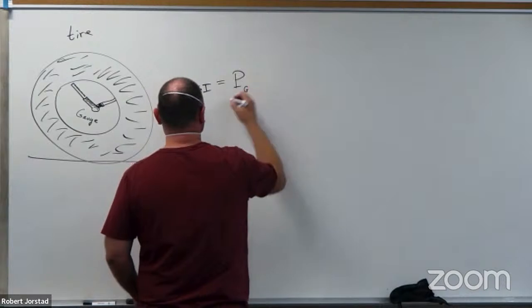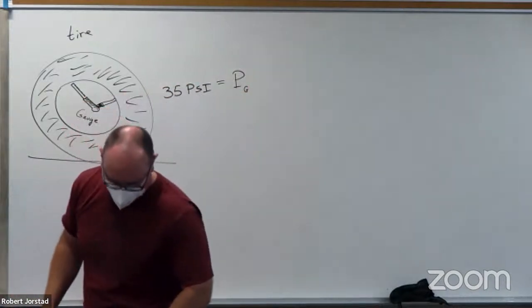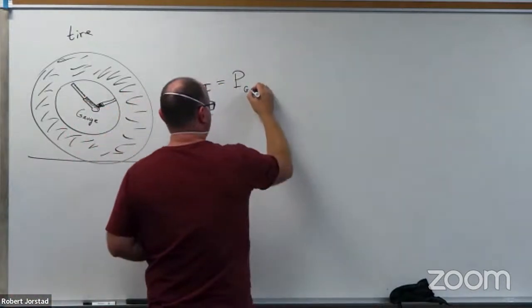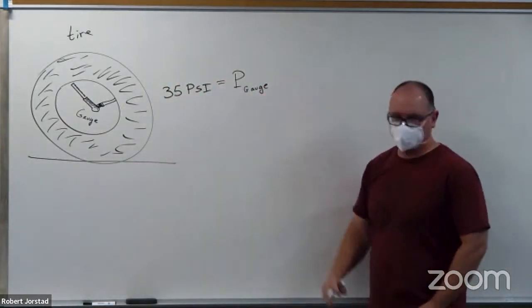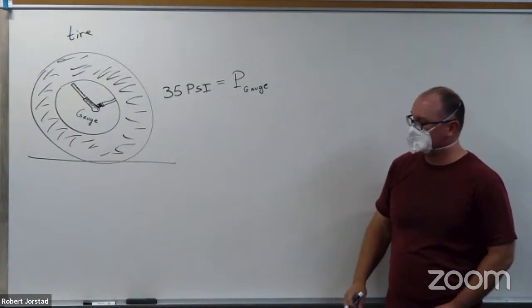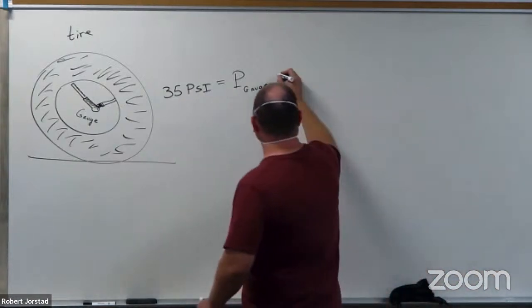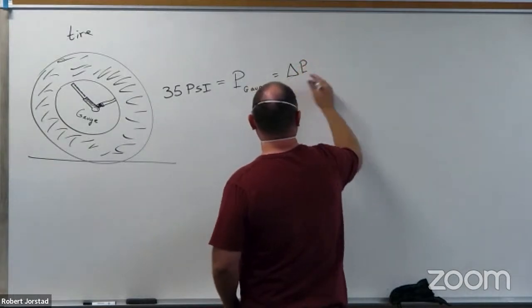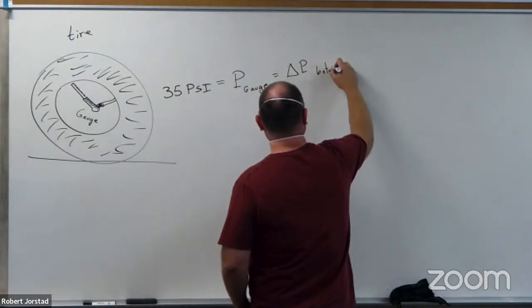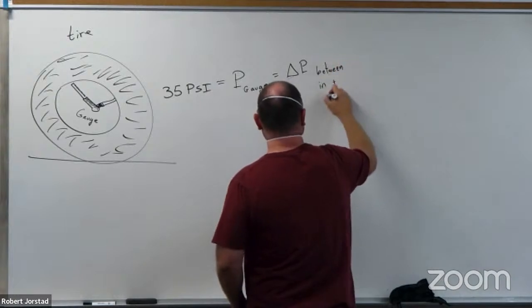And I don't know why gauge pressure is always a word I misspell. Now we switch the A and the U. That's just me. I don't know why, so I gotta look it up. Pressure of the gauge. Now remember, this is the pressure difference between in and out.